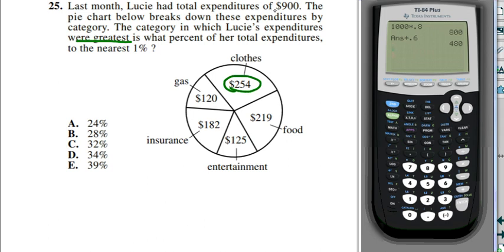So they were nice enough to go ahead and add all these up for us. So we just have to take the amount she spent on clothes and divide it by the total amount she spent. There we go. And we get 28%.